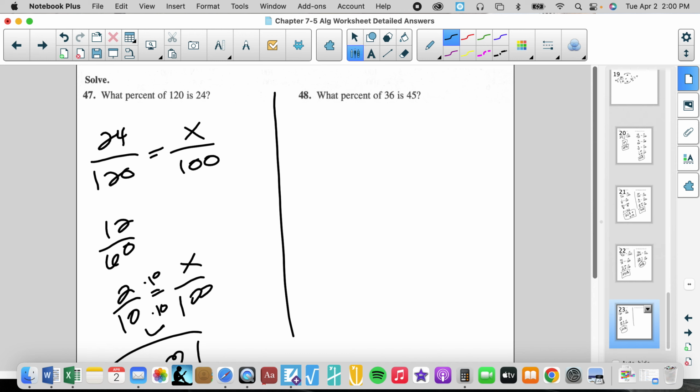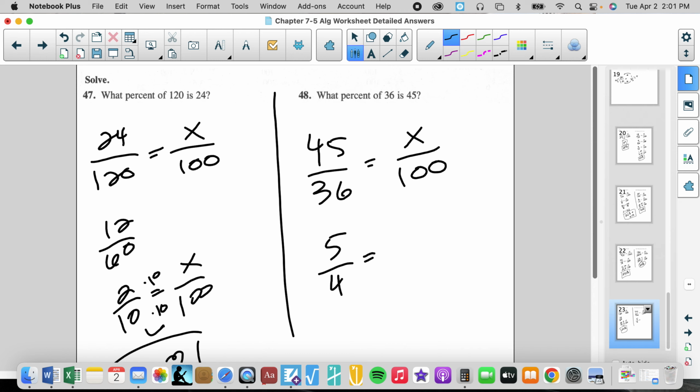What percentage is of equals percent over 100? 9 goes in that 5 times. 9 goes into that 4 times, right? I think I did that correct, right? 9 times 5 is 45. And now we multiply by 25, and we get 125%.